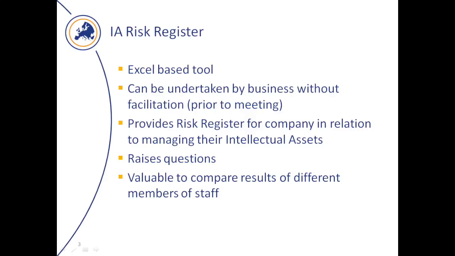And lastly, it's quite often most beneficial to have a number of staff members or teams complete the IA risk register and then compare the results. That's where you may find out that some teams, such as the marketing team, may think that the branding is a key area and a high risk, whereas other teams like the technical team may see it as a lower risk. So it's about that discussion to help to make sure the whole business understands where the risks lie.